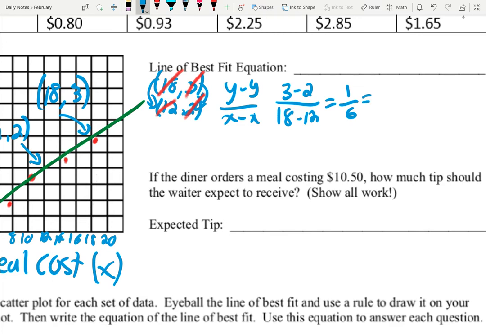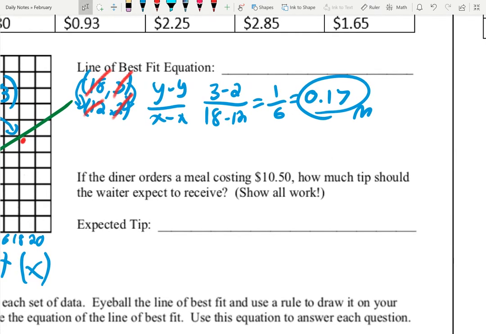Now I'm going to take my calculator, and I'm going to just divide that. 1 divided by 6. And it's a decimal. I forget which decimal it is, but we can find out real quick. It's 0.16 repeating, so I'll just say it's 0.17, just to round it. So now this value is my m value.